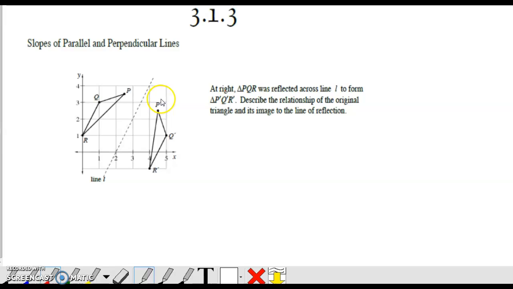and then I want you to describe the relationship between the original and image, right? See if you guys can remember which one is the original and which one is the image based on the word. So go ahead, pause the video right now and think about that.